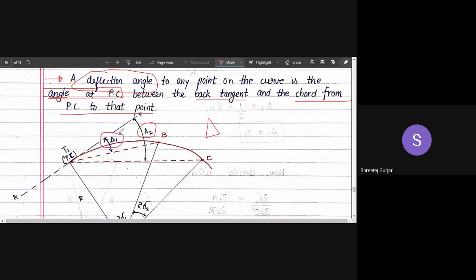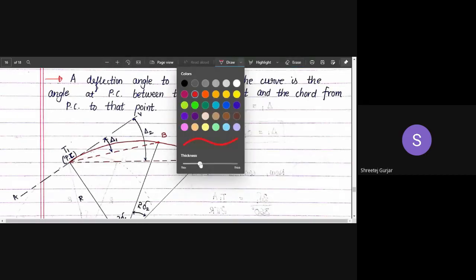Is this deflection angle clear to you? Have you understood what is deflection angle and how do you measure it? It is to be measured at the point of curvature. This is very important. If you understand this, the next thing is easy. If you have not understood, please let me know and I'll explain once more if you want. This is your deflection angle. Now moving on to the next thing.